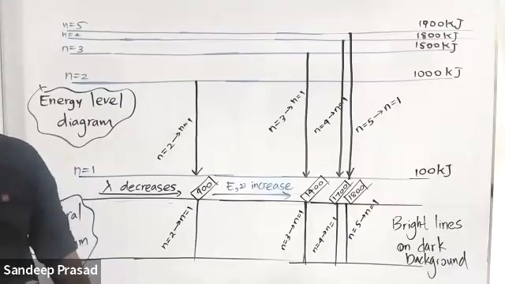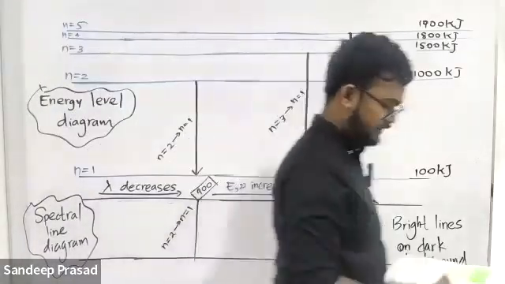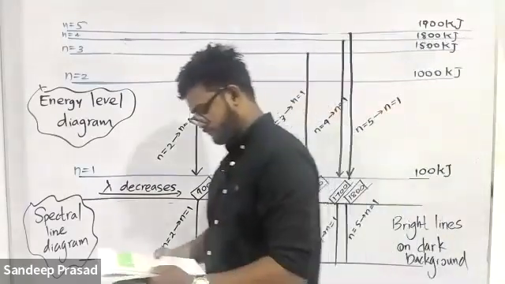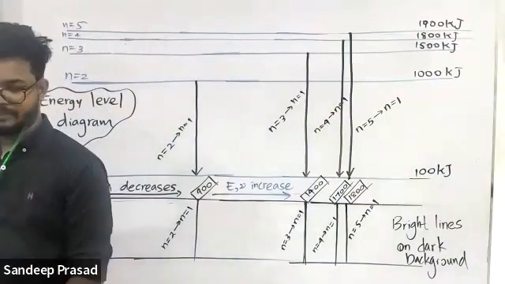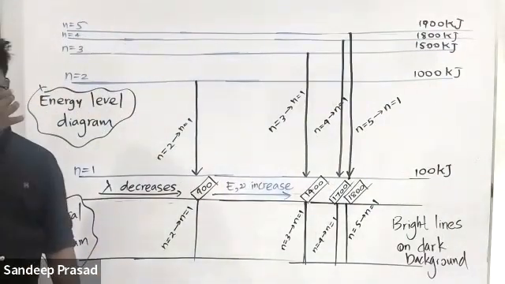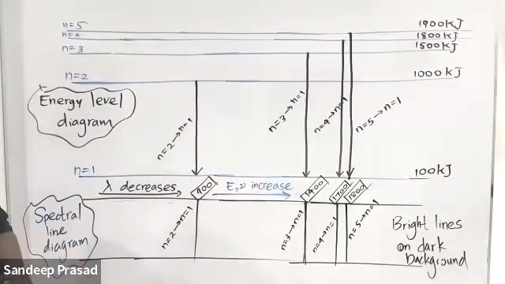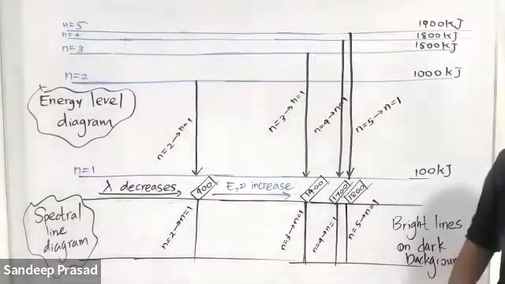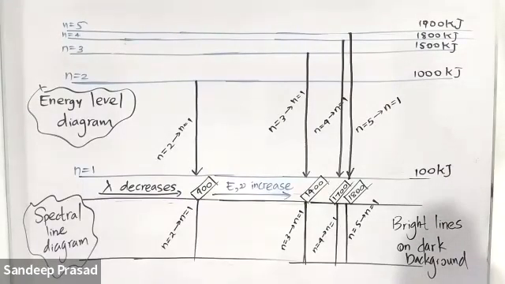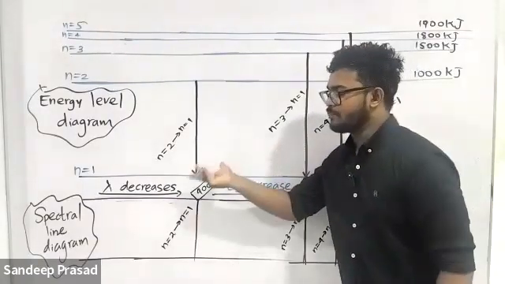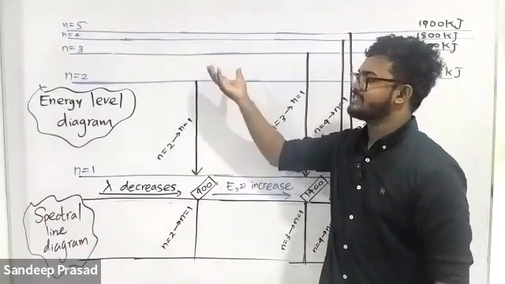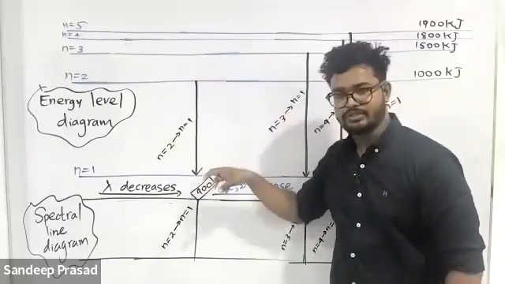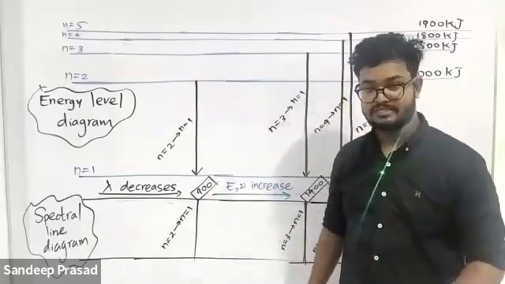A line represents the energy gap between two corresponding energy levels. Now you know the main difference between the absorption spectrum and the emission spectrum. Absorption spectrum is obtained when the electrons are moving to the high energy level. Emission spectrum is obtained when the electrons are moving back to the low energy level. That's the main difference.